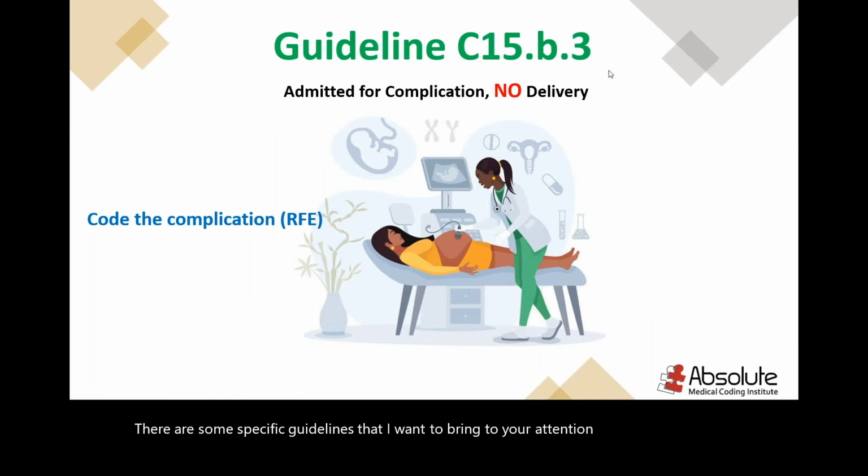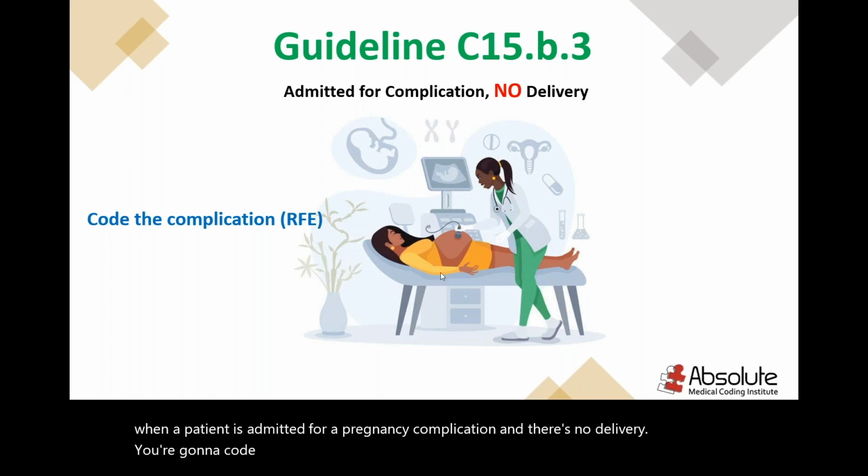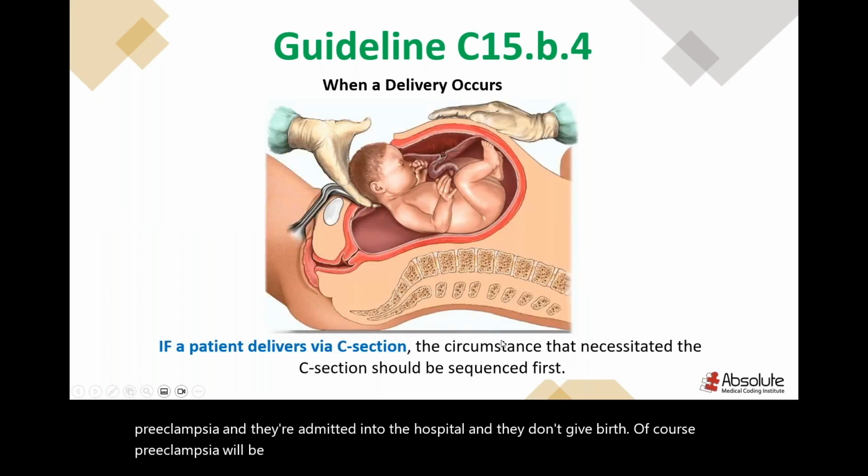Guideline C15B3: when a patient is admitted for a pregnancy complication and there's no delivery, you're going to code that complication as the reason for the encounter. Say a patient has preeclampsia and they're admitted into the hospital and they don't give birth. Of course, preeclampsia will be your first listed or your principal diagnosis.